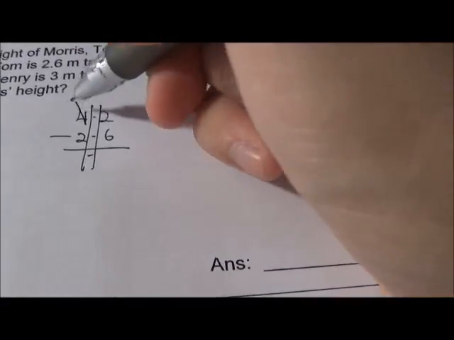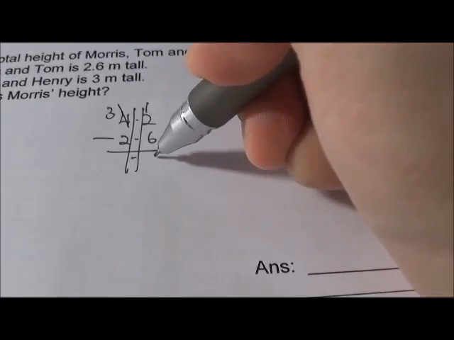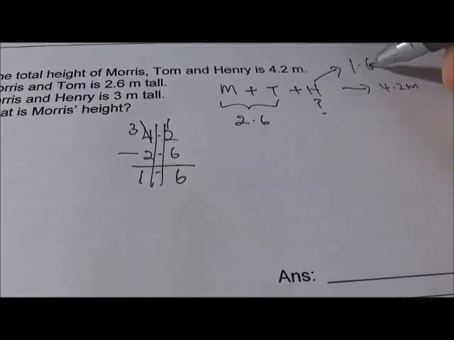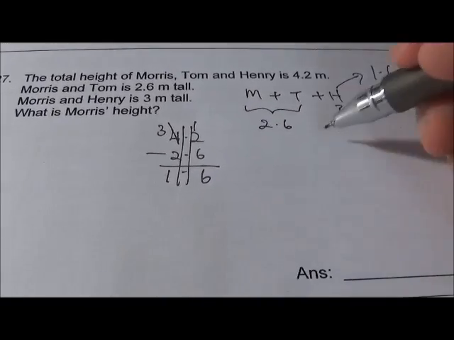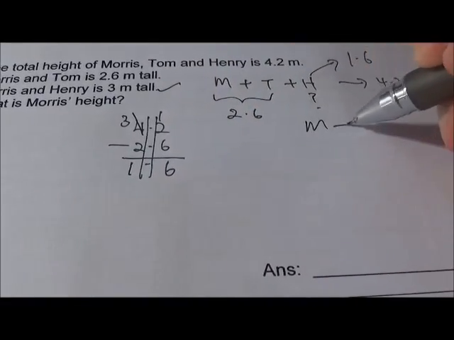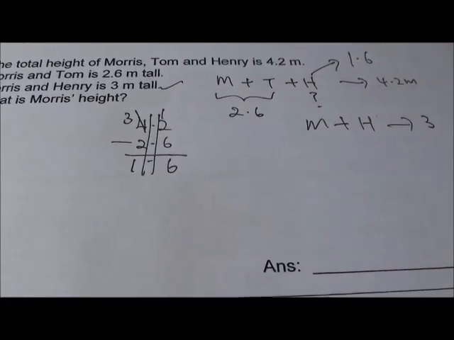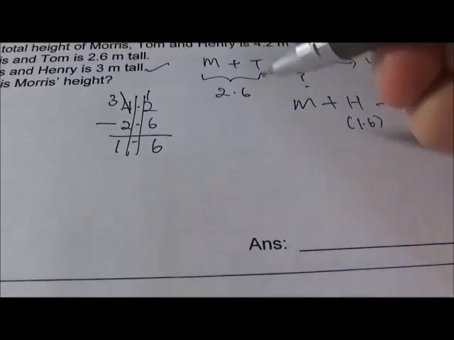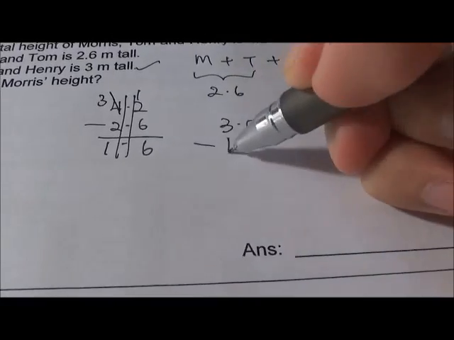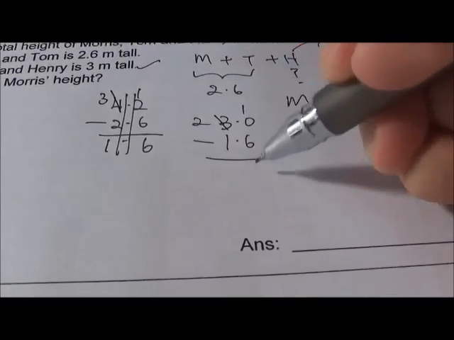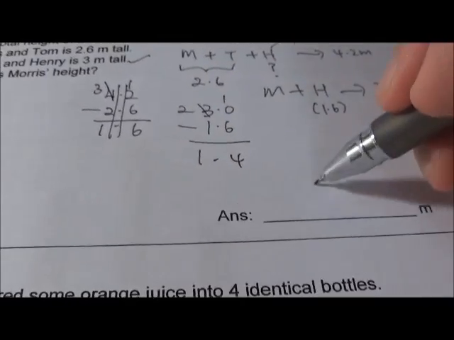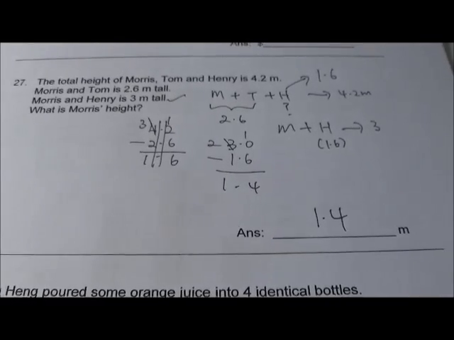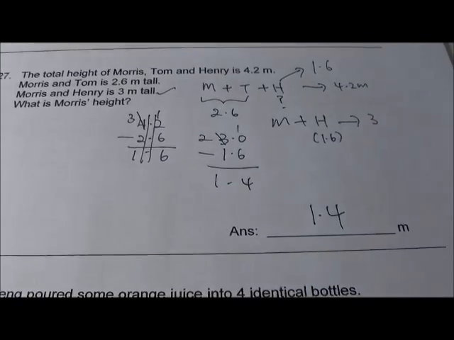Decimal point here, I borrowed. 12 minus 6 will be 6. 3 minus 2 will be 1. So Henry is actually 1.6. Now they say that Maurice plus Henry will give you 3 meter. We already know that Henry is 1.6. So how do you find Maurice? We take 3 minus 1.6, which is 1.4. So question 27, what is Maurice's height? Maurice's height is 1.4 meter.